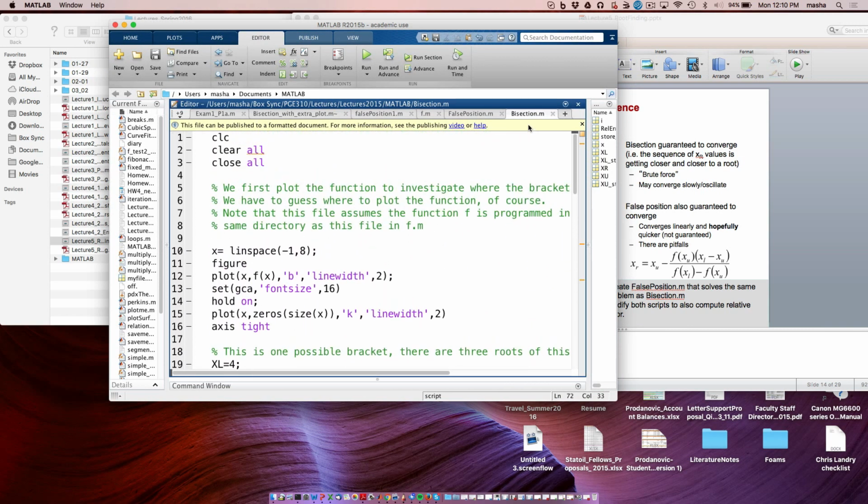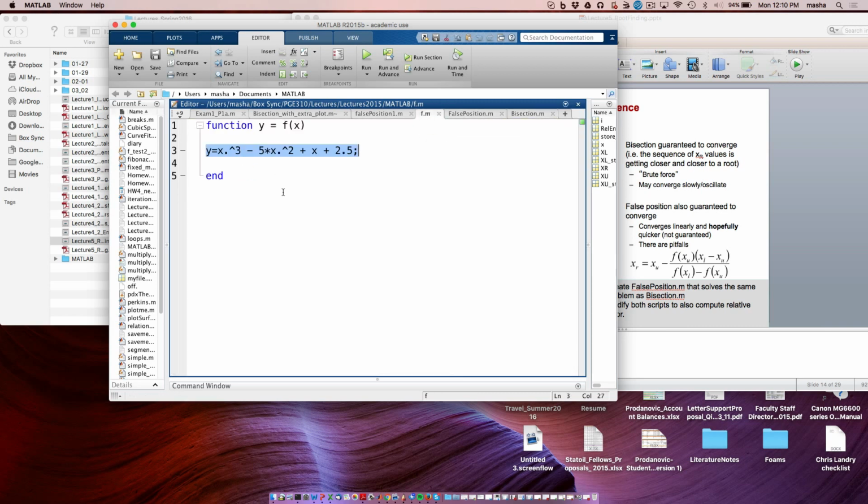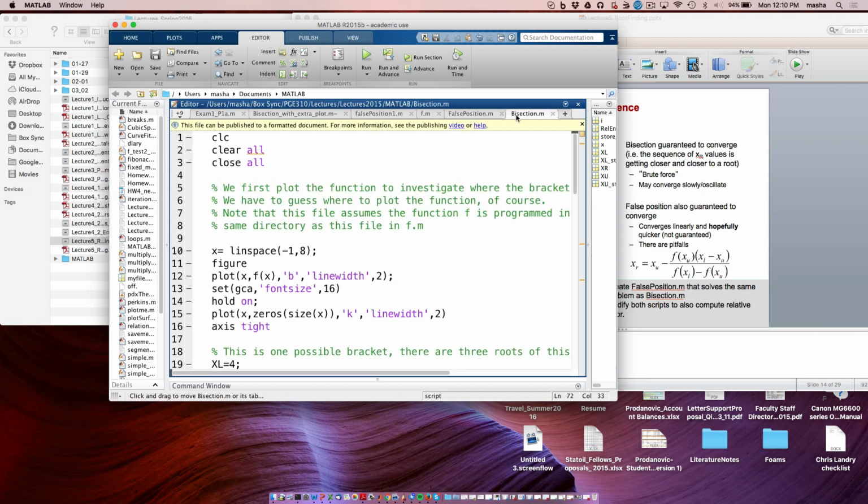So let's just quickly go over the code that we put together last time. First there was this function f, and I have f of x coded as basically a cubic function of x. So if I type in f of x, it's in the same directory as my bisection.m. So first we were plotting it and sort of looking for where it is.